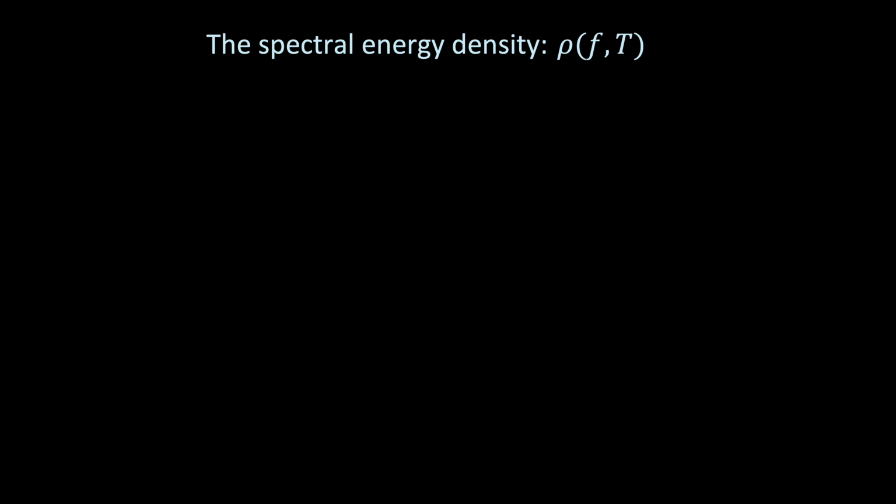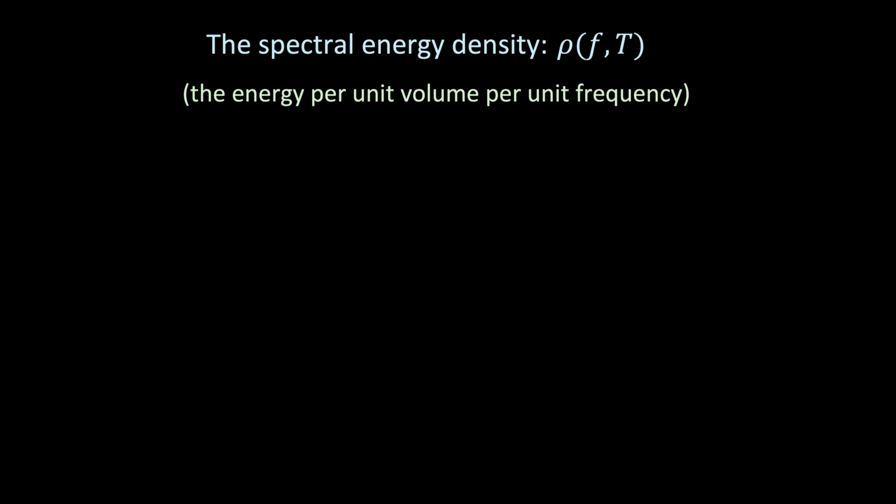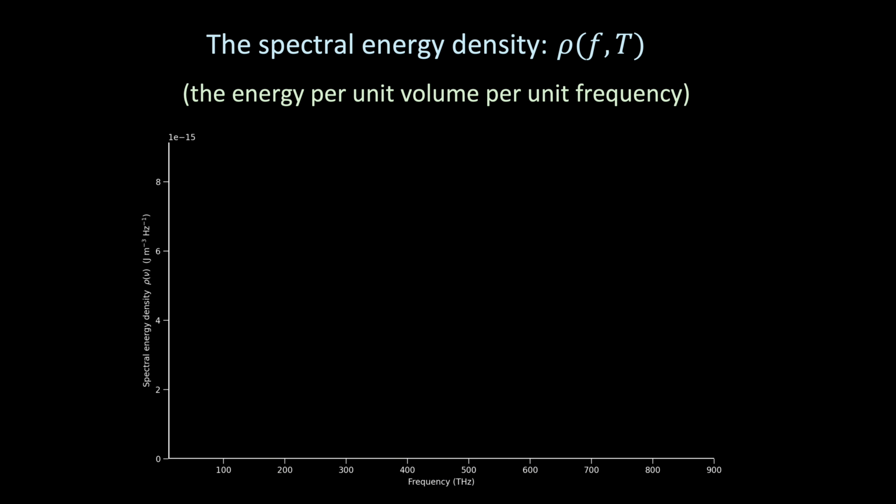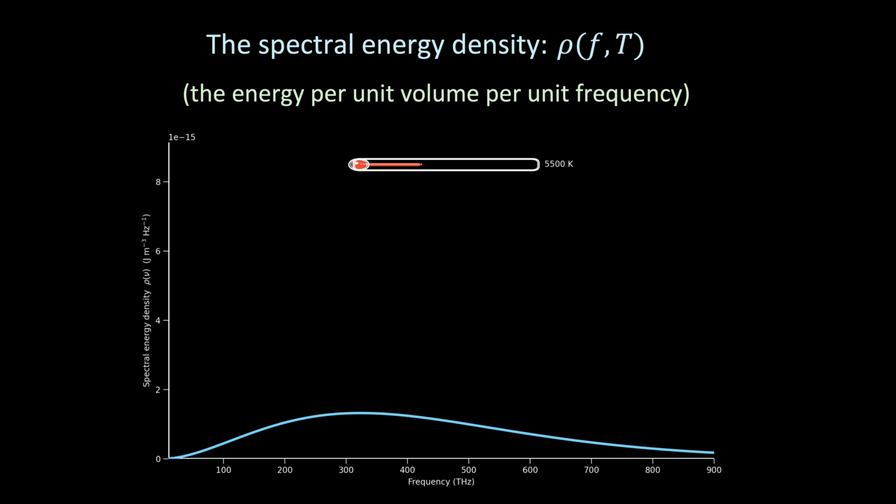Experimentally, you measure a quantity called the spectral energy density, which represents the energy per unit volume per unit frequency. When you plot frequency on the x-axis and spectral energy density on the y-axis, you get a very distinctive curve. The challenge at the turn of the century was to find a theoretical law that reproduces this curve. There were already some important empirical clues.